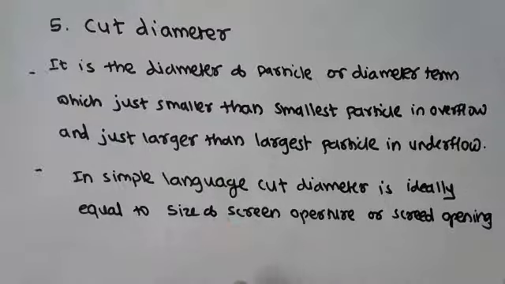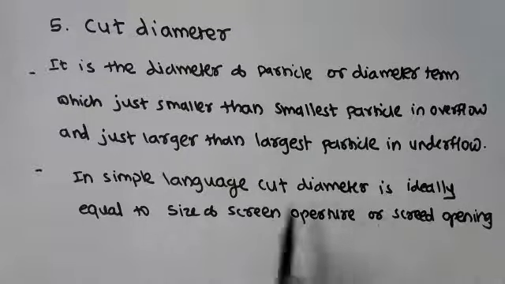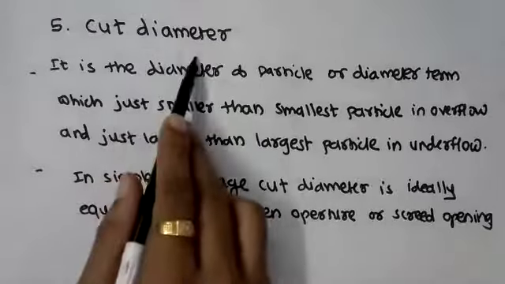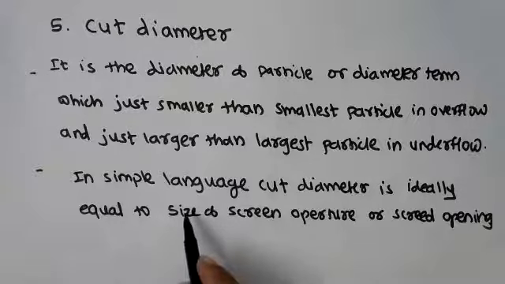So in this case, I can say that generally in case of the real screen, some undersized material is present in overflow, some oversized material is present in underflow. So in that case, it is possible that some oversized material may be present in undersize, some undersized material may be present in oversize. So there is overlap of oversize and undersize. In that case, this cut diameter has no meaning, because it is possible that even the underflow may consist of particles of size greater than the smallest particle size in overflow, or the overflow may consist of particles having size smaller than the largest particle in underflow.